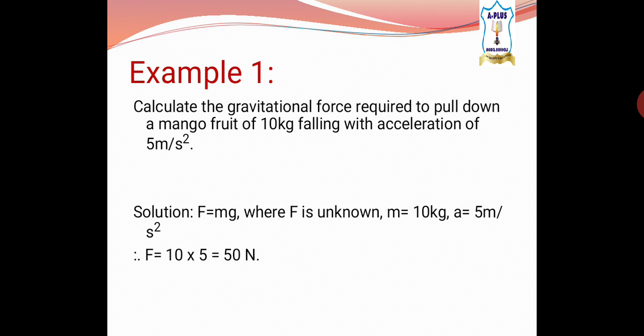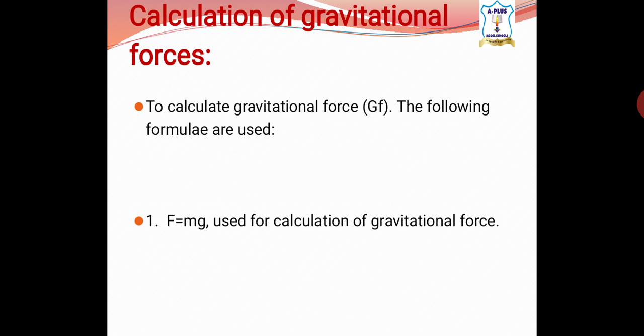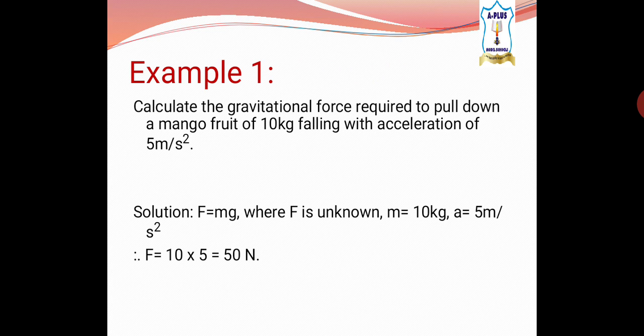So example 1, let's check out this example. Calculate the gravitational force required to pull down a mango fruit of 10 kg falling with acceleration of 5 meters per second square. Now let's see how we can solve this. From our formula, we know that F is equal to mg, where F is unknown.